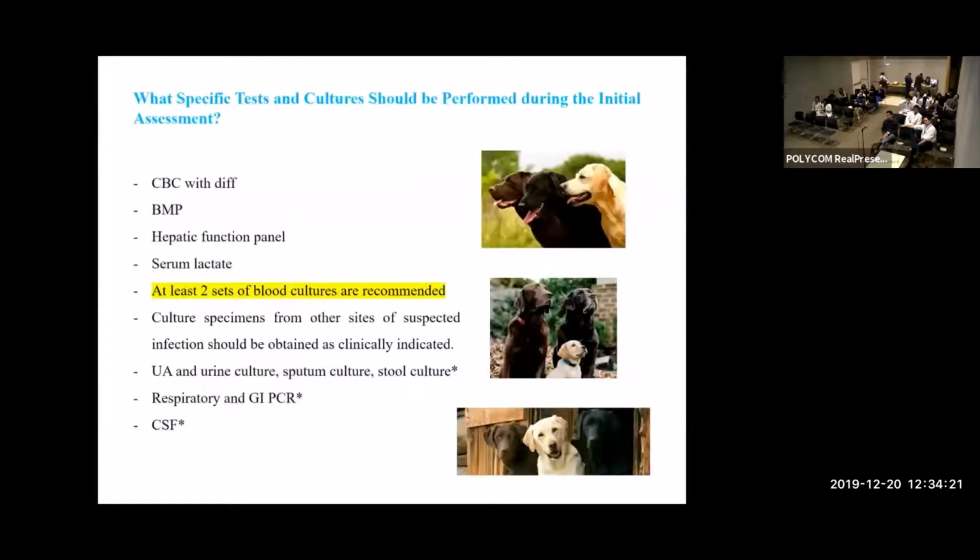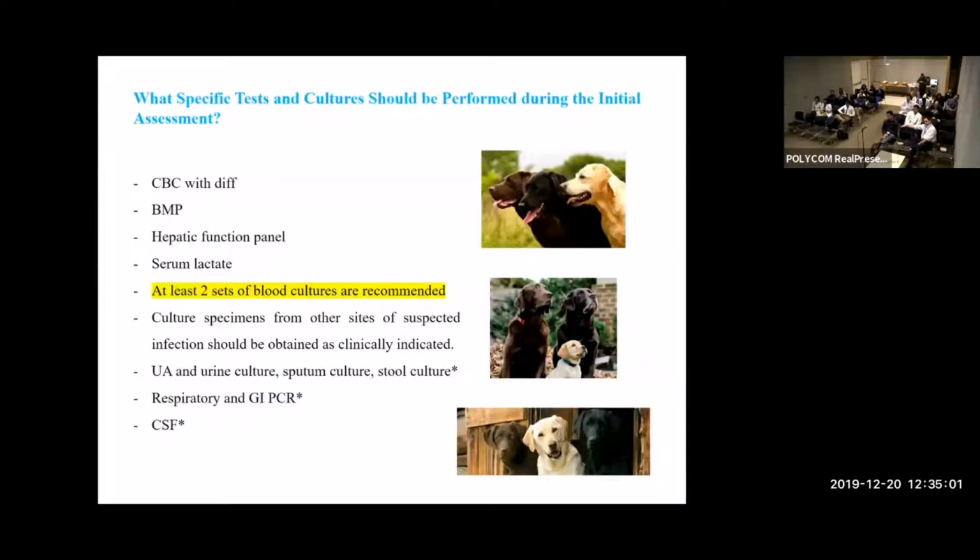And then, what specific tests should we send? This is actually from the guidelines, and I hope everyone gets a reference, like labs. We should do CBC with differential. We should do BMP, hepatic function panel, serum lactate. At least 2 sets of blood cultures are recommended. Culture specimens from other sites if suspected. Let's say they have a skin infection, then you can aspirate. If they have a swollen joint that could be septic arthritis, it should also be sent for testing. As I said, UA and urine culture are sort of a given.